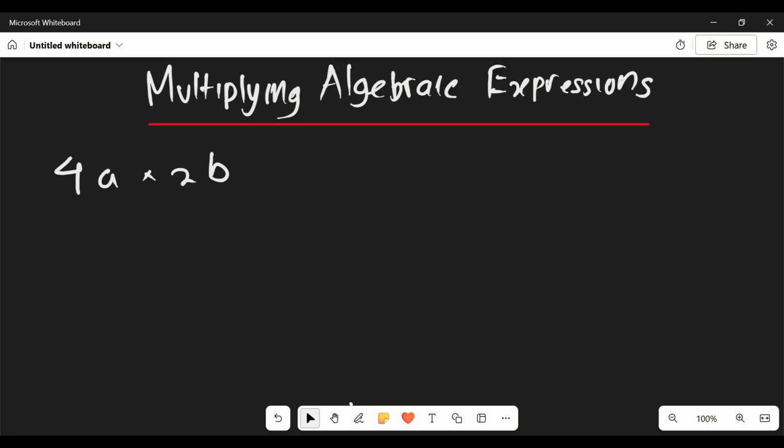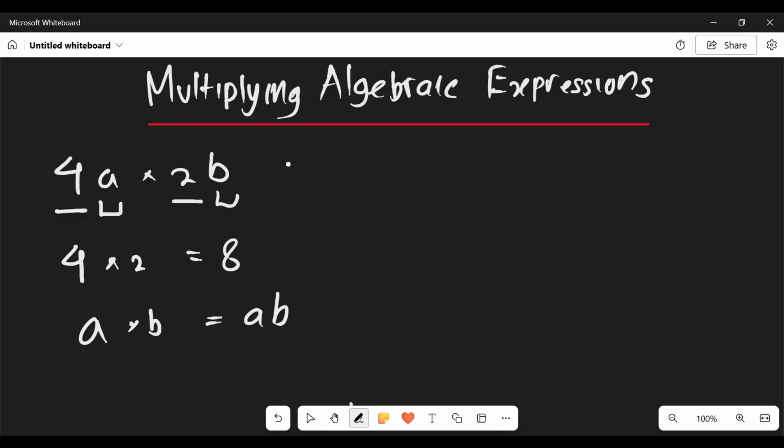We'll take a look at another example. That is 4a times 2b. First, we must determine the numbers. That is 4 and 2. And we must determine the variables. That is a and b. So we multiply the numbers first. We have 4 times 2 is 8. And we can multiply the variables. We have a times b, or just equal ab. And here's the result, 8 times ab. So it's just 8ab.